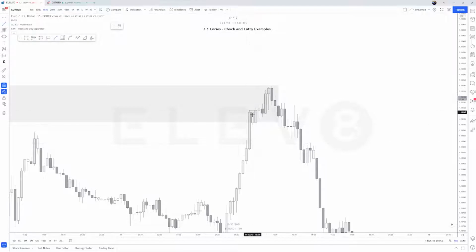So as you can see, we have a pullback here. We then take this high, and the low that created this high was this one here. And that's the low of the inside bar. And now we're looking for our entry.